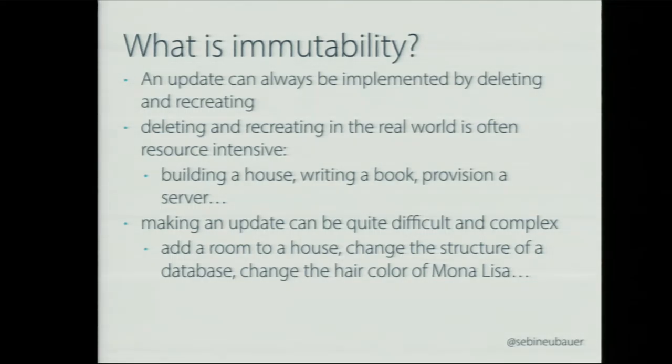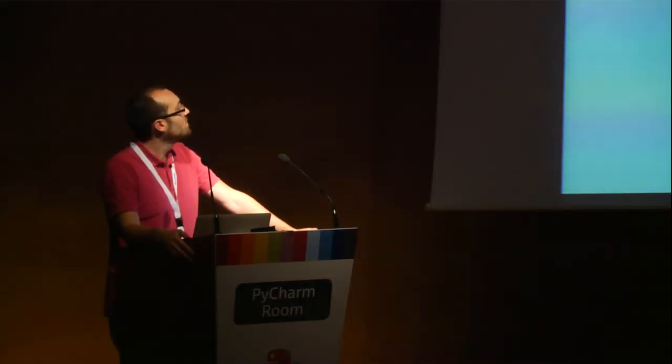But on the other side, making an update, so coming from a 9 to a 10, can be quite difficult and complex. Think of the combination 7 to 9, 8 to 1. For example, if we want to add a room to a house, it can be really complex. So maybe then it's easier to tear down the house and rebuild it with another room.